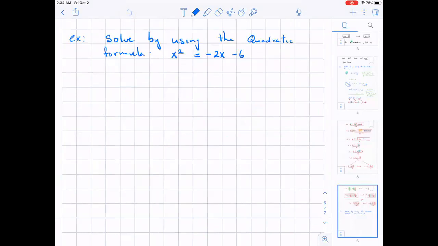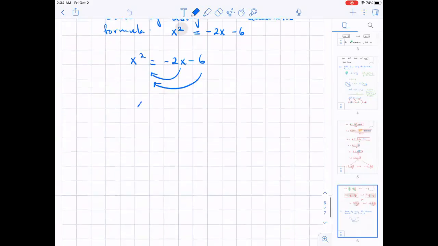Solve by using the quadratic formula: x squared is equal to minus 2x minus 6. Once again, because the highest power is a 2 here, this is quadratic. And if you're solving a quadratic, it has to be equal to 0. So we need to bring this to that side and this to that side, and we'll get x squared plus 2x plus 6 is equal to 0. Please remember, you can only tell what a, b, and c are when this is equal to 0.